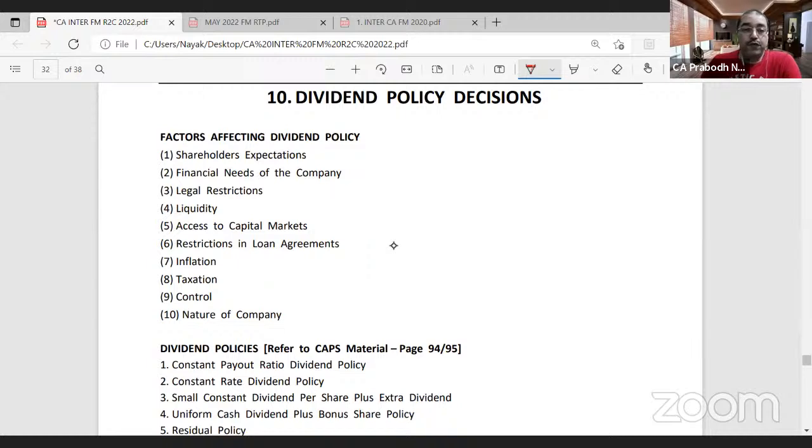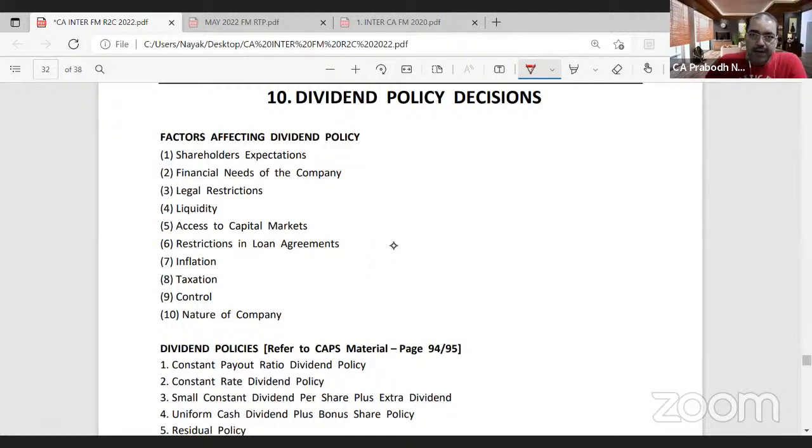Access to capital markets. Today, if I distribute the profits, tomorrow if I require capital, will I be able to raise capital in the financial markets easily? That is one of the factors. Then inflation: the cost of capital increasing, the cost of borrowings increasing, and you will not be able to get easy loans. Taxation, benefit of taxation.